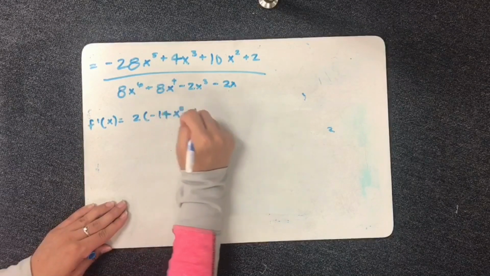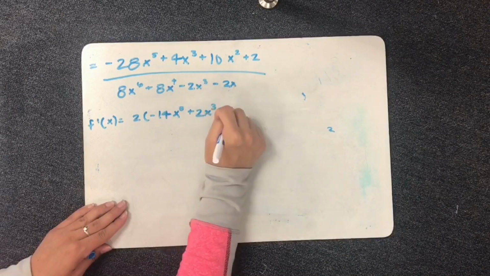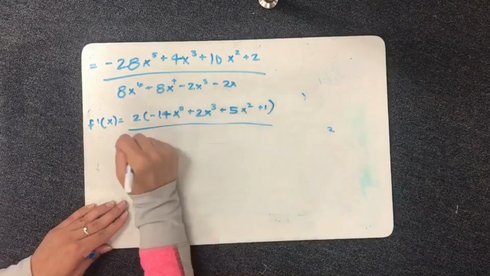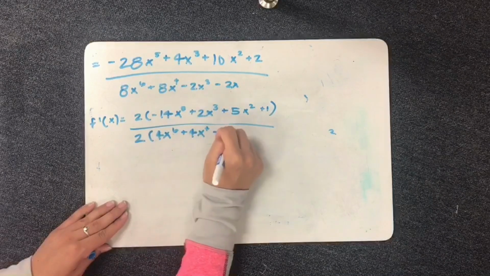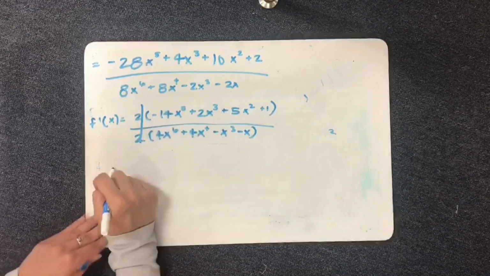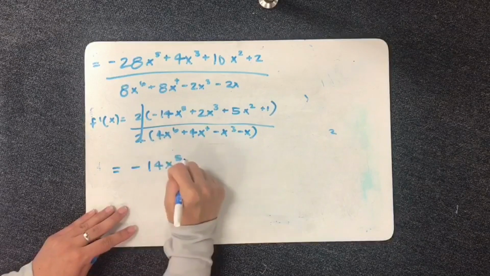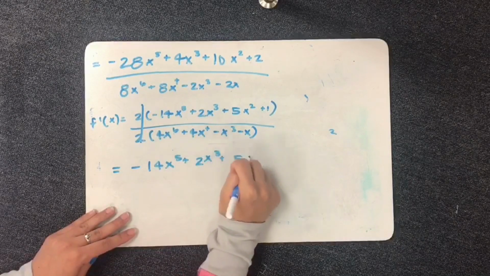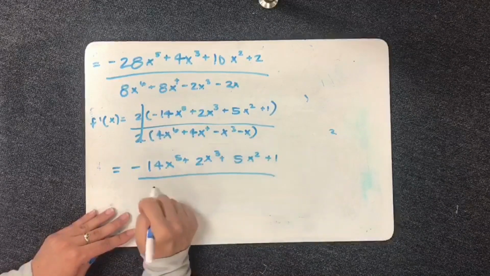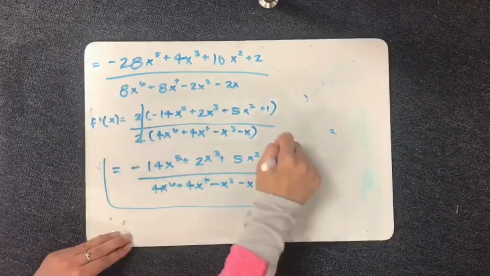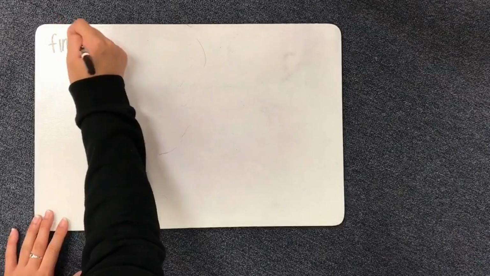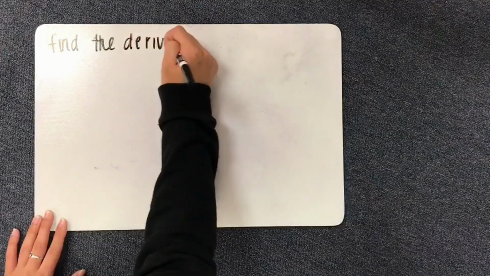We will now simplify, leaving us with f prime of x equals negative 14x to the fifth plus 2x to the third plus 5x squared plus 1 all over 4x to the sixth plus 4x to the fourth minus x to the third minus x. The last problem is something a little different.